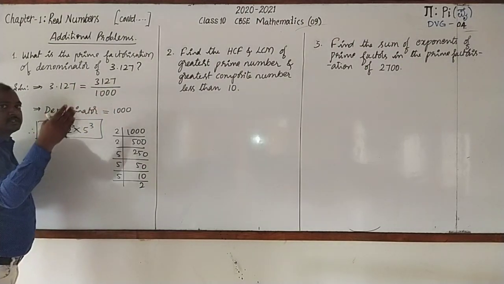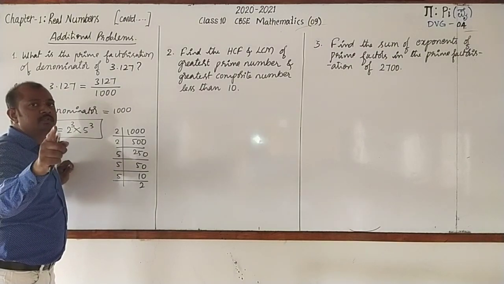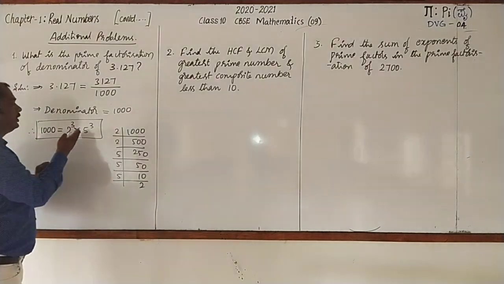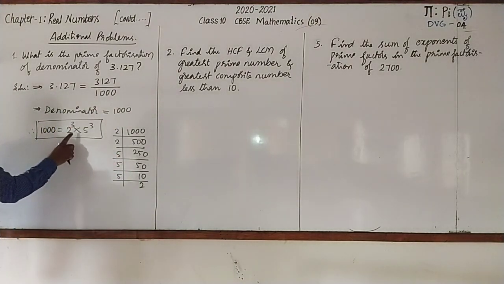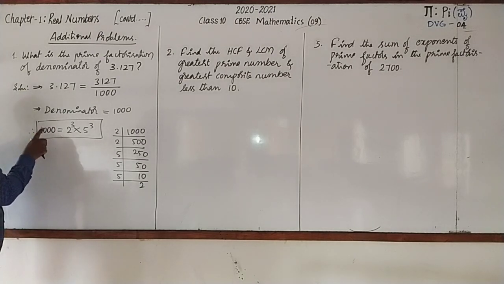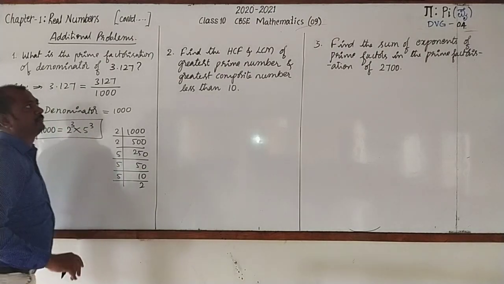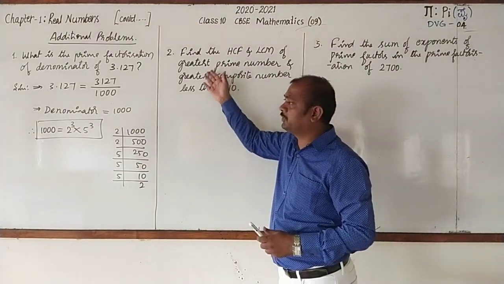After the decimal, 3 digits are there. Therefore, in the denominator 1000 will come. 1000 means 10 cube. 10 can be written as 2 into 5. So 2 cube into 5 cube. But detailed information has been given here. We expect only this answer. The prime factorization of the denominator is 2 cube into 5 cube. Now, observe another one. This is also very important.